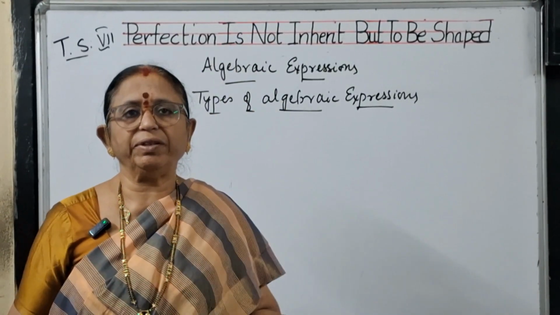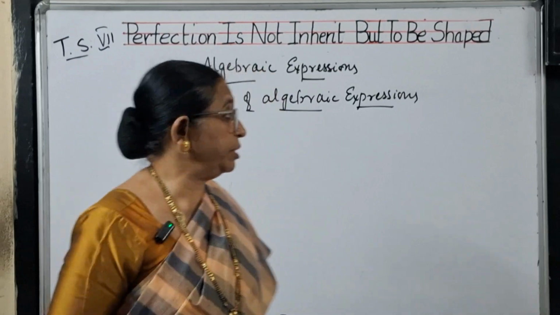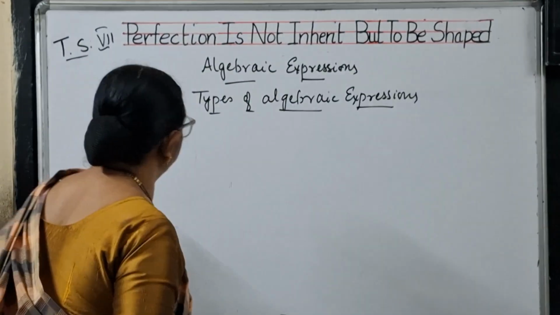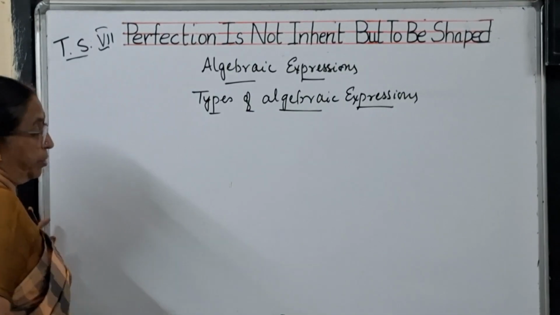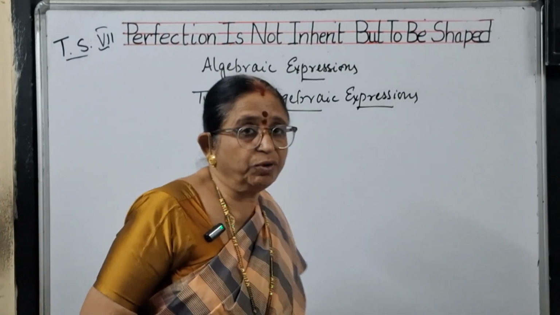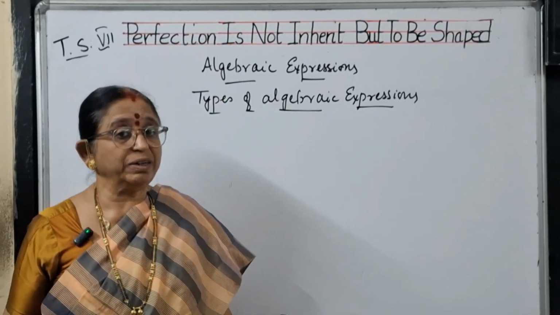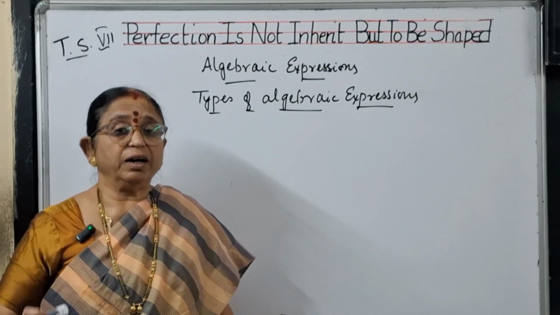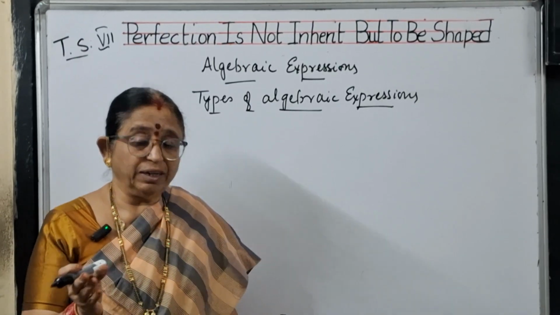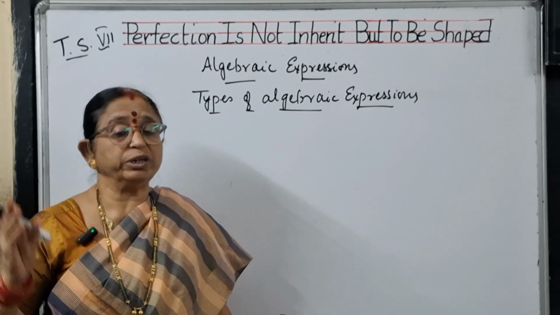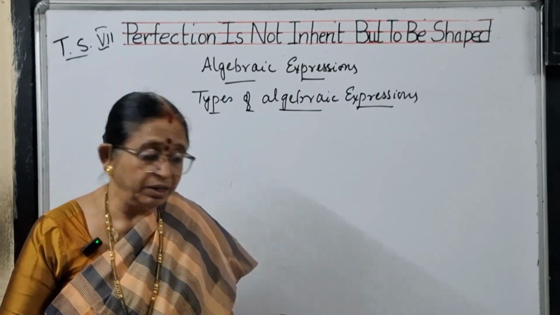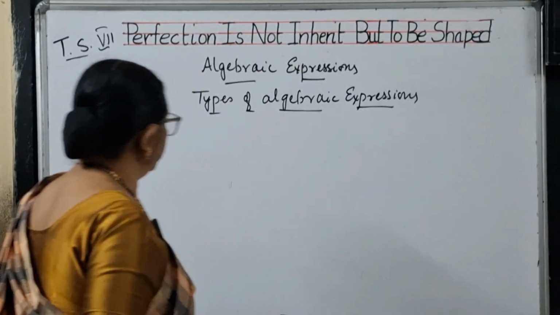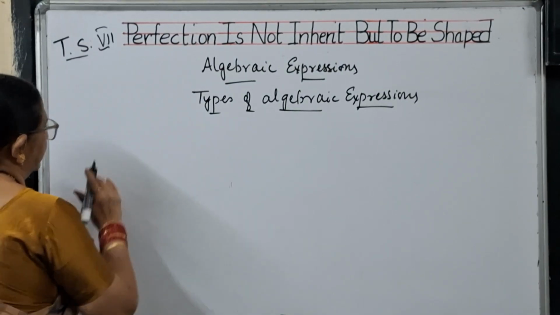Now I am dealing with 7th class maths, algebraic expressions. In this we are going to start with types of algebraic expressions. In the previous class I taught you about what are variables, what are constant terms, and how to identify that it is having one term, two terms, three terms and all, and some problems based on that we have done. Now I'm going to do different types of algebraic expressions.